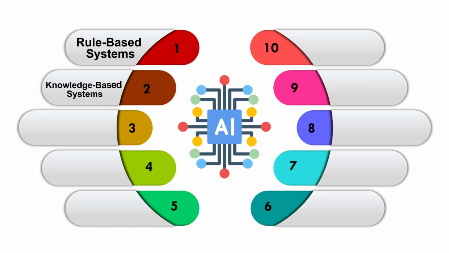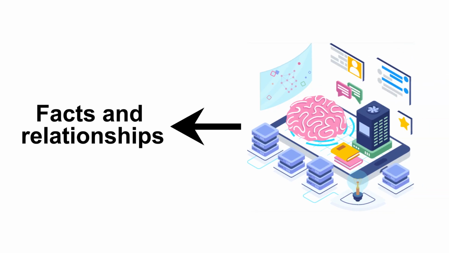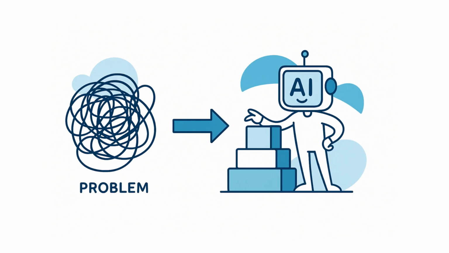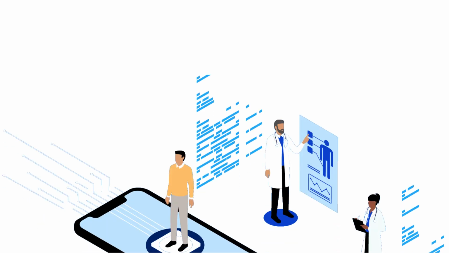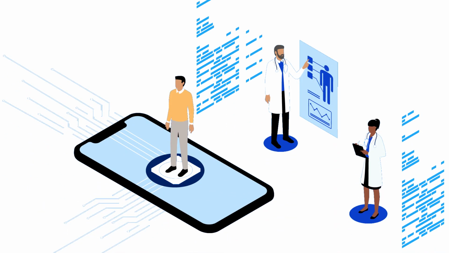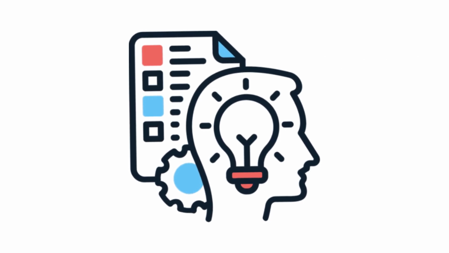Stage 2 was knowledge-based systems, built on symbolic reasoning and logic trees. Instead of just following instructions, these systems stored facts and relationships, then applied them to solve problems. Applications included early diagnostic tools in medicine and experimental legal advisory systems. They could mimic an expert's thought process, at least within narrow domains.